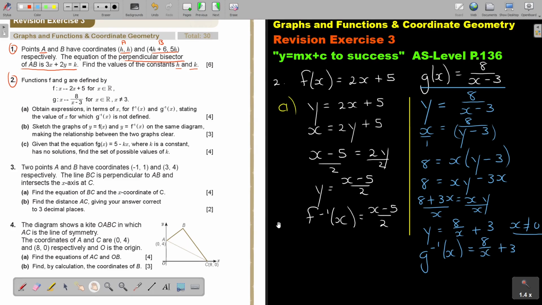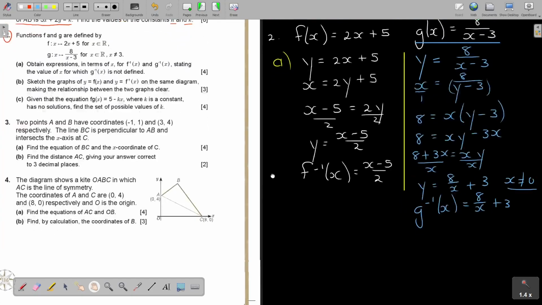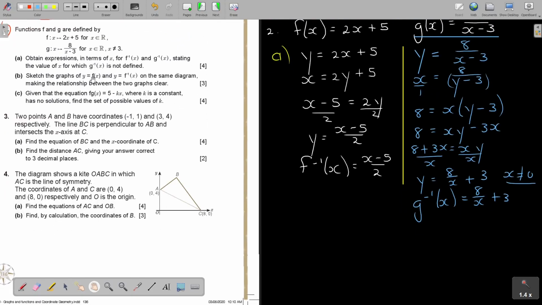Okay, that is your first number A. Then we continue now to number B. Sketch the graph of f(x) and the inverse on the same diagram, making the relationship between the graphs clear. Okay, let's start with number B. Sketch the graph of f(x).